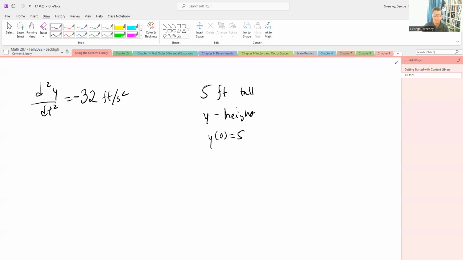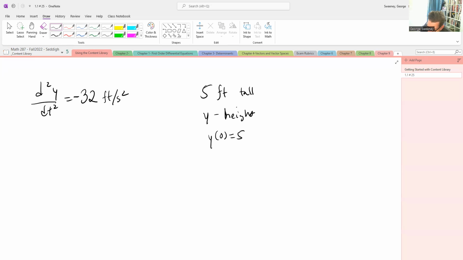Now, the next thing that we need to get is that this is acceleration. So how do we find velocity? And then how do we eventually find height? Because we need to get back to a function for height to find a max height and to find the time for the max height. So how are we going to do that?